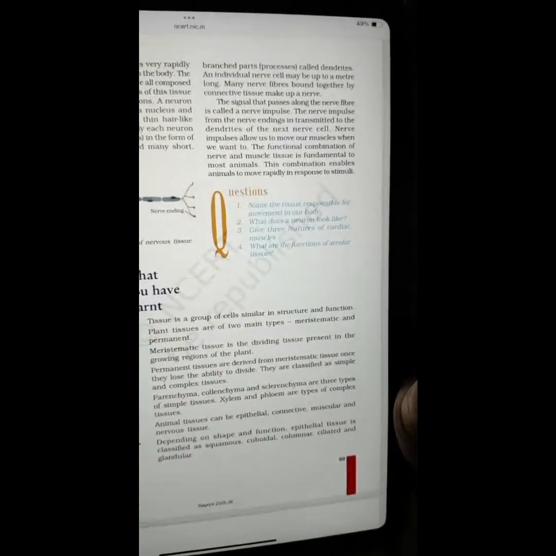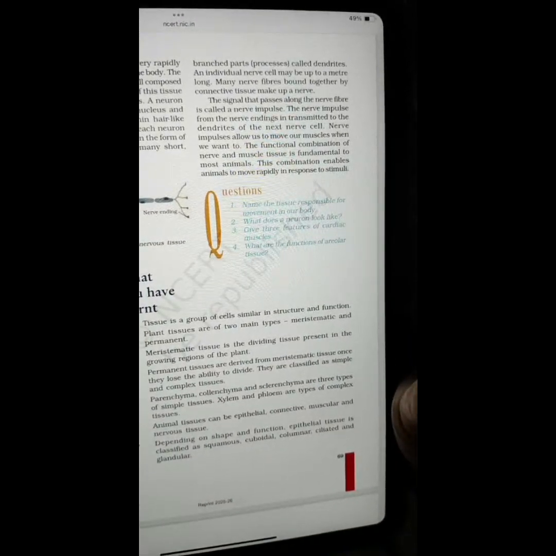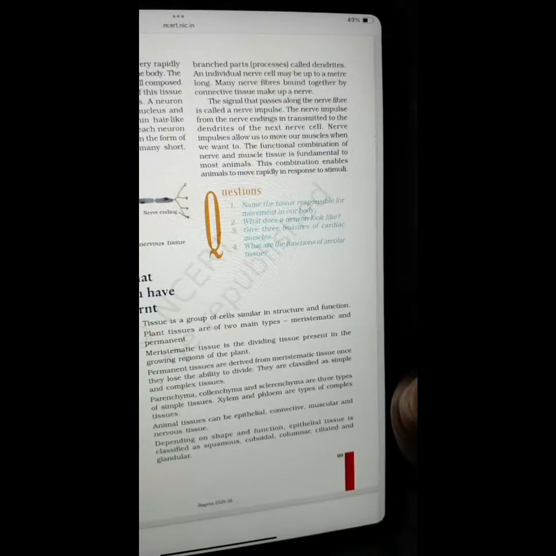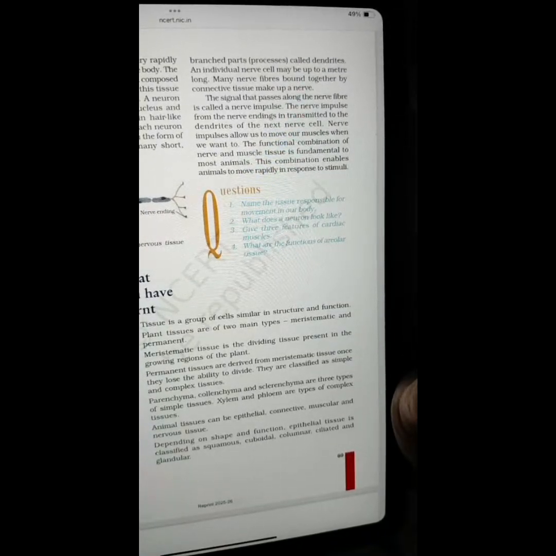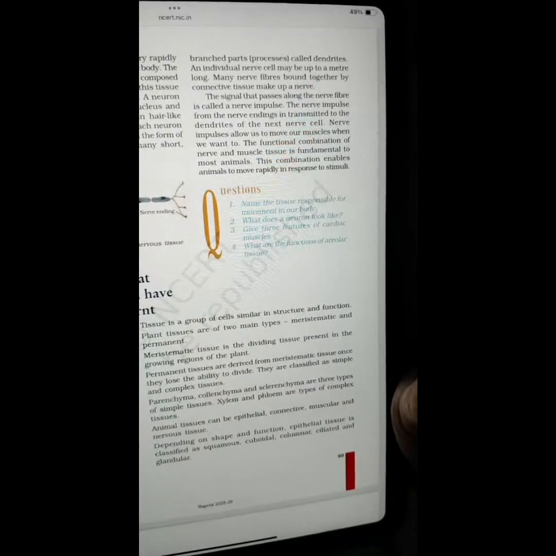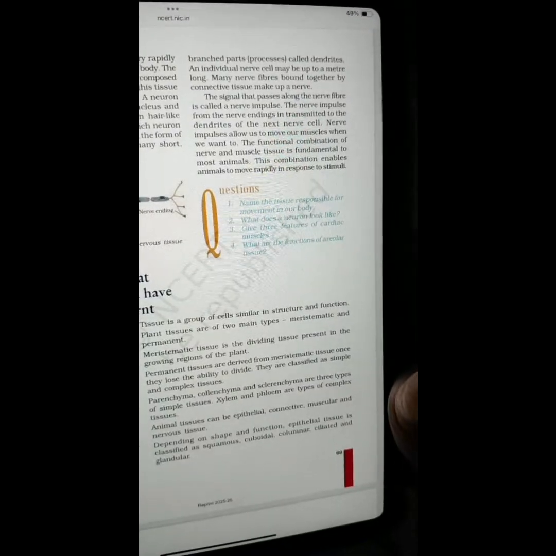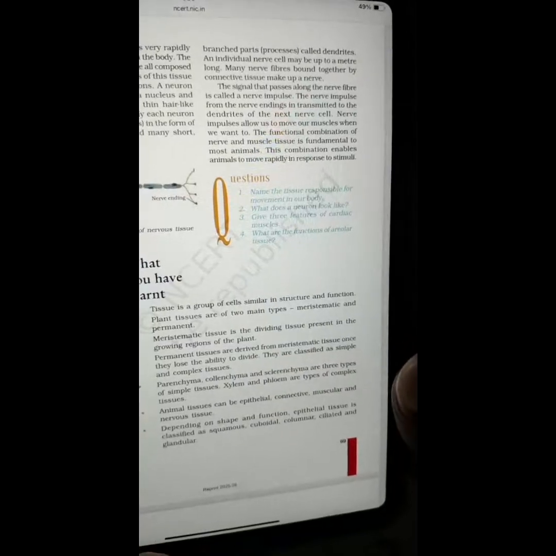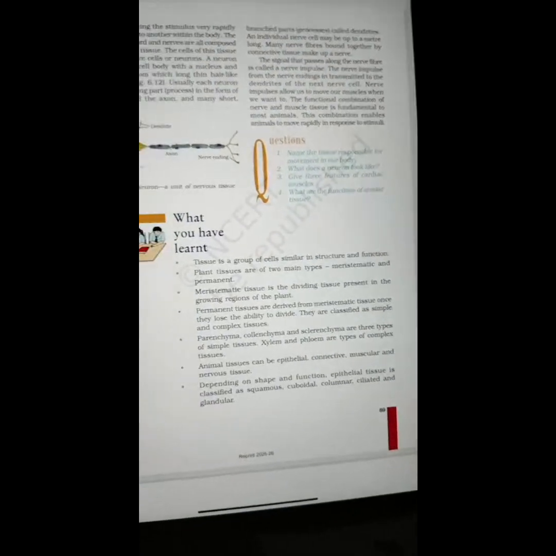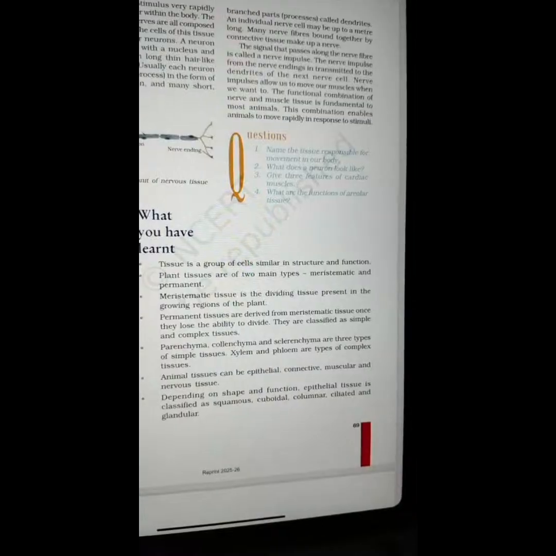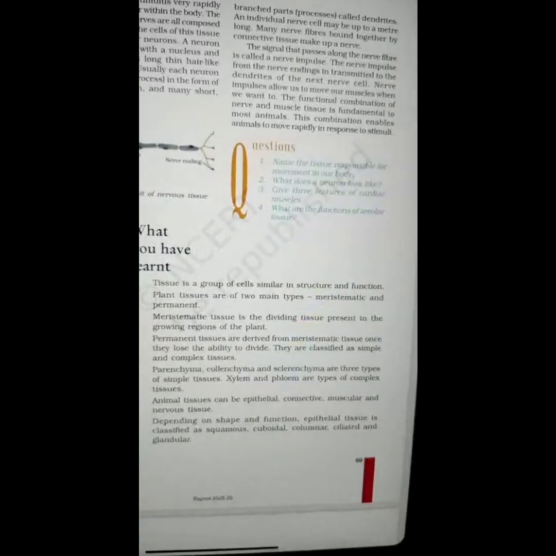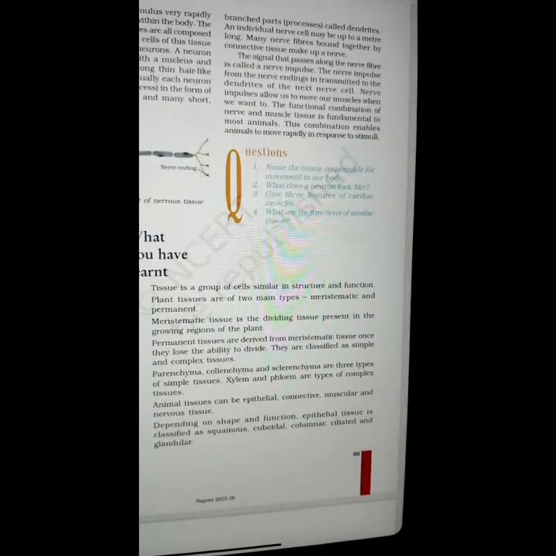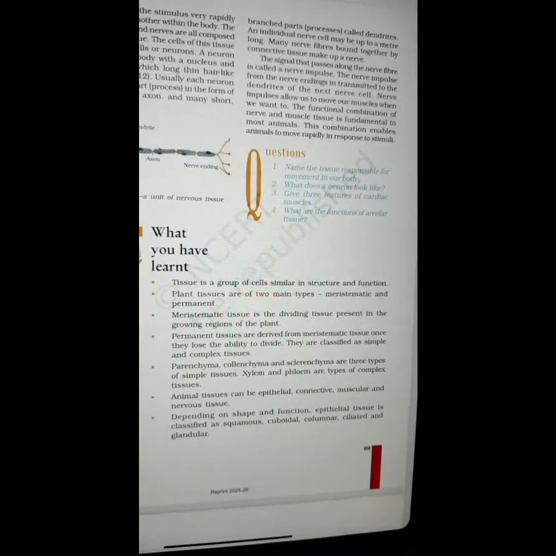In text questions, question number one, name the tissue responsible for the movement of our body. Question number two, what does a neuron look like? Question number three, give three features of cardiac muscles. Four, what are the functions of areolar tissue? With this, we come to an end of the reading of this chapter. Before we end this live session, let's have the summary of the tissues from the back of it from NCERT.